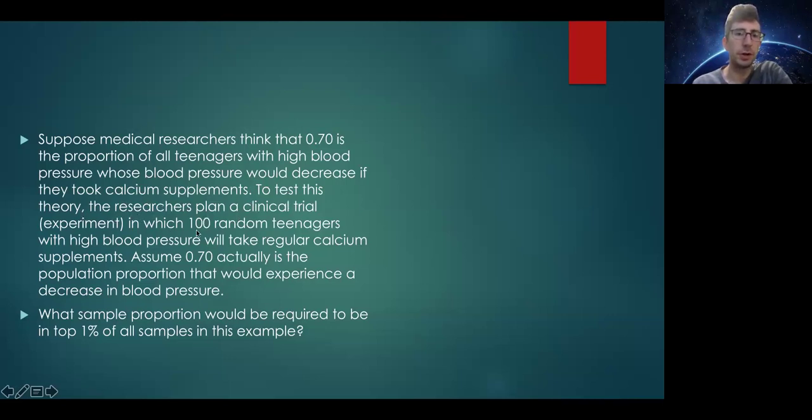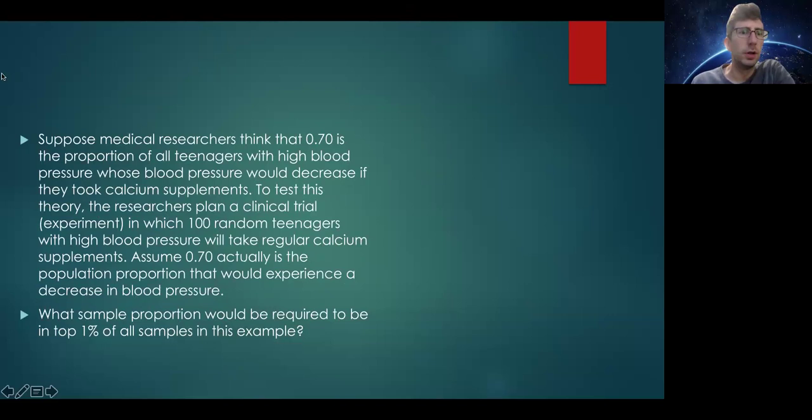So we've changed our sample size to 100. It used to be 200, just to switch things up a little bit, but we are still assuming that 0.70 is the population proportion that would experience a decrease in blood pressure. And so we want to know what sample proportion would be required to be in the top 1% of all samples in this example.